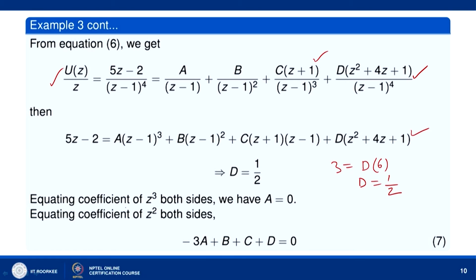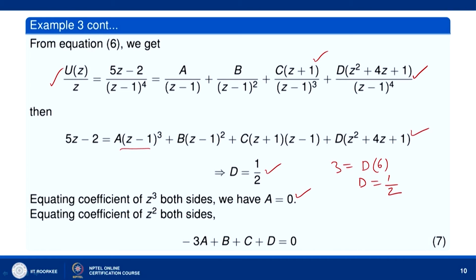Now, equating coefficient of z cube both sides. This is the term which has a term in z cube. Here we do not have a term in z cube, here also, and here also we have no term in z cube. So, the coefficient of z cube is a here, and here the coefficient of z cube is 0. So, we get a equal to 0. So, we get the value of d and the value of a.